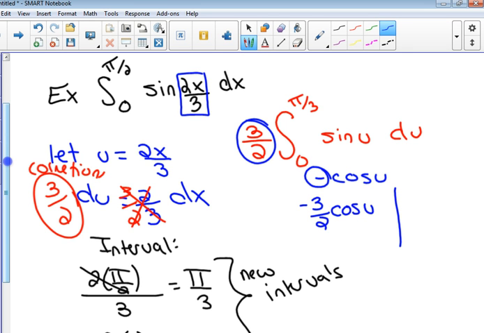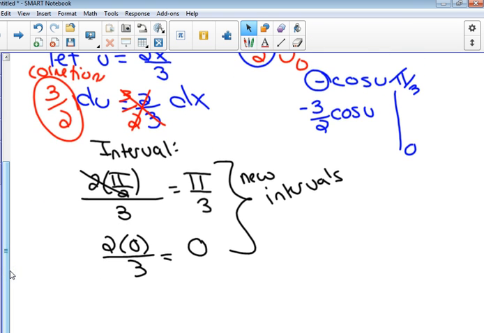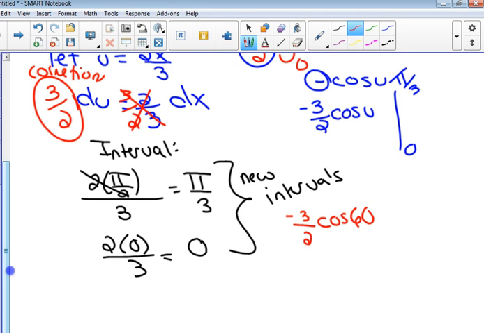Now when we evaluate this, we're going from pi over 3 to 0. Nate asked me something about when you put in your pi over 3, it's like saying 60. Do you remember that? Pi is 180, over 3 is 60. So we're taking negative 3/2 times the cosine of 60, then we're going to subtract negative 3/2 cosine of 0.